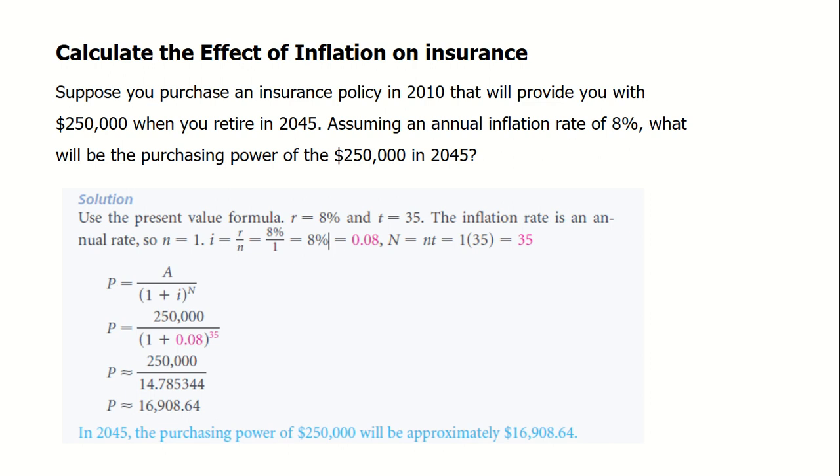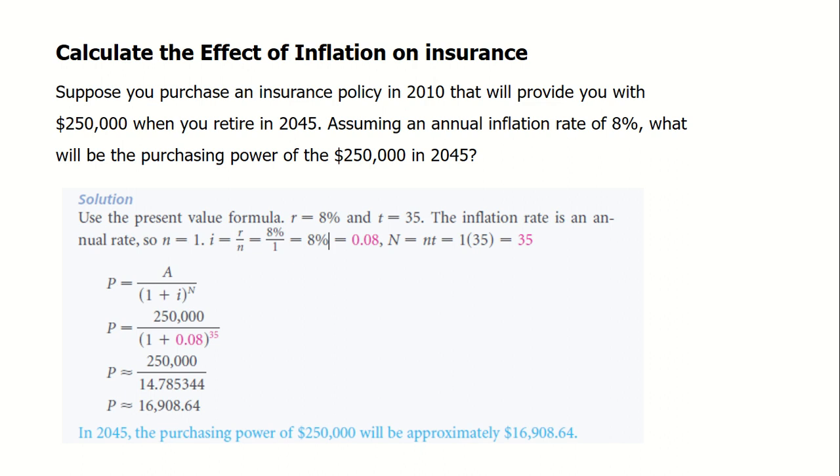The inflation rate is an annual rate, as we have said a while ago, so your N is 1. To compute for your I, that's just R divided by N. So 8% divided by 1 is 8%, or in decimal form, 0.08. Big N is the product of small n times t. Since we are compounding annually, it is 1 times 35 in 35 years' time. So big N is 35.